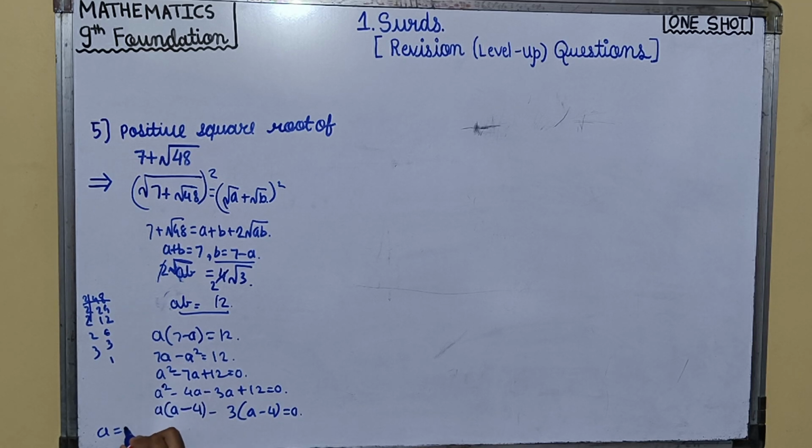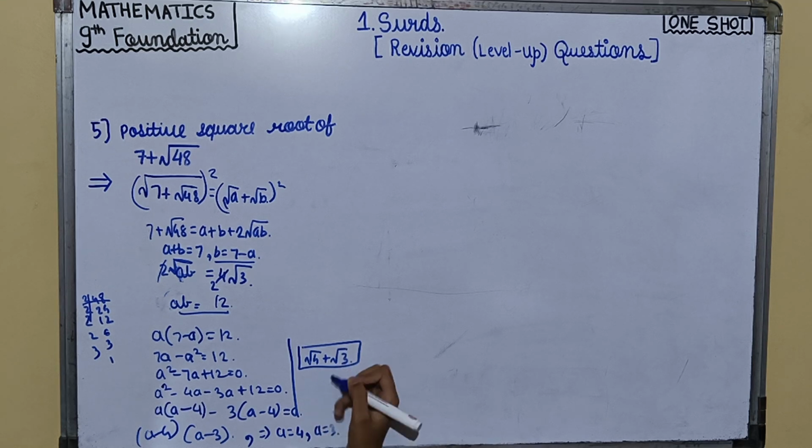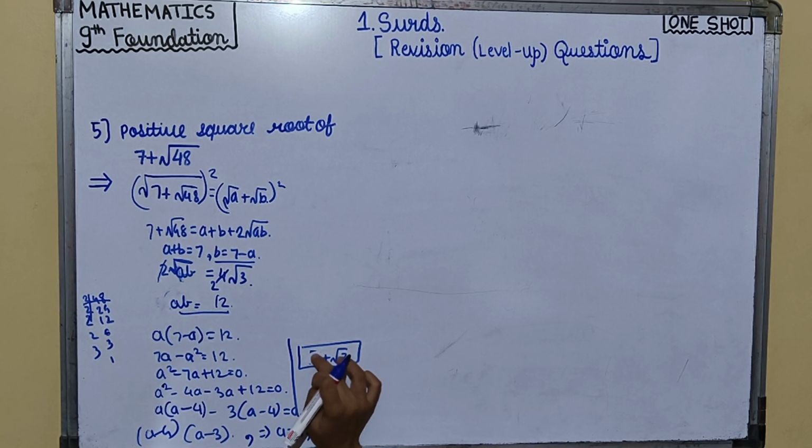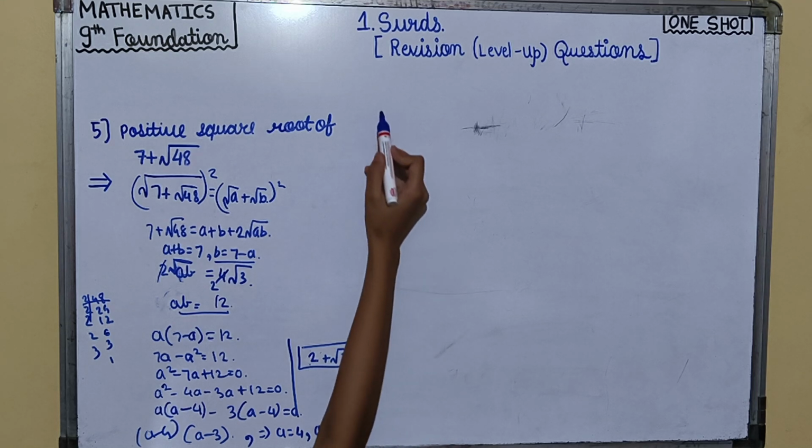It means a minus 4 and a minus 3. From here we get a is equal to 4 and a is equal to 3. Means we got the answer, that is root 4 plus root 3, or else you can write 2 plus root 3, since root 4 is a perfect root. Both answers are correct. I hope you have understood till this.